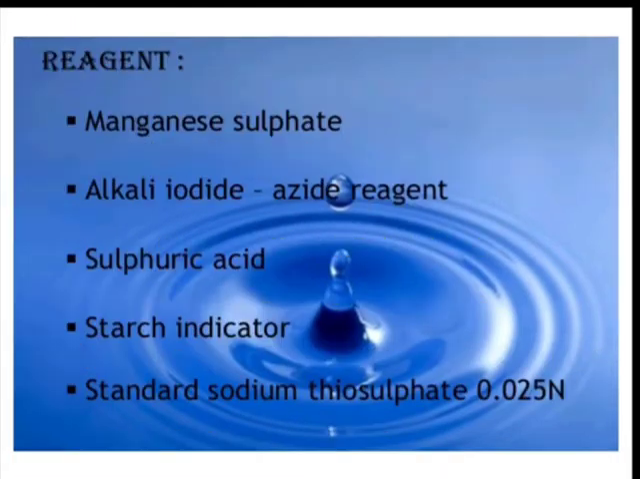So we will see the method in which the reagents included are the manganese sulfate, then alkali iodide azide solution, then sulfuric acid, starch indicator, and standard sodium thiosulfate solution of 0.025 normal. So these are the 5 reagents required for the Winkler's method.